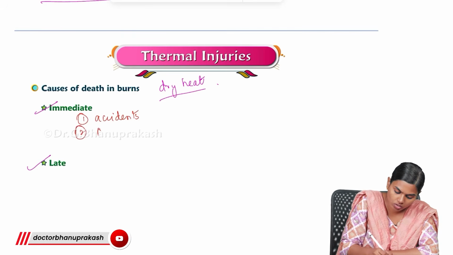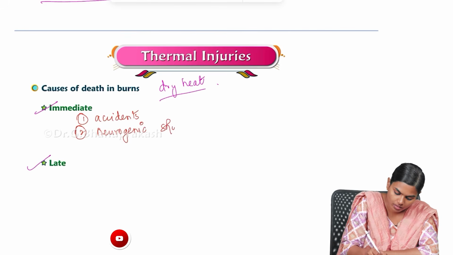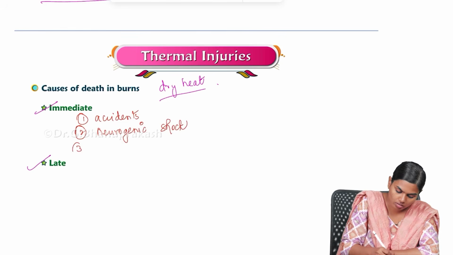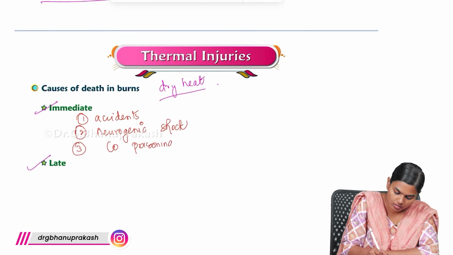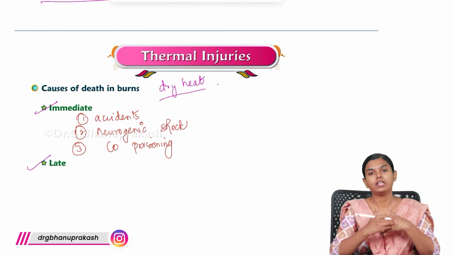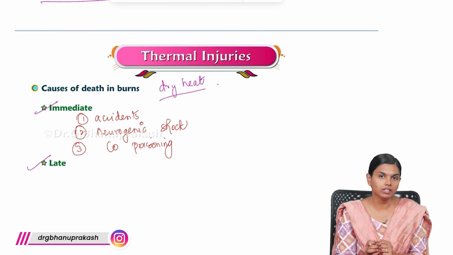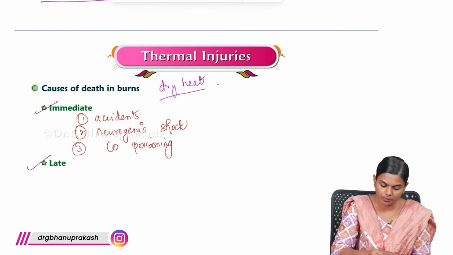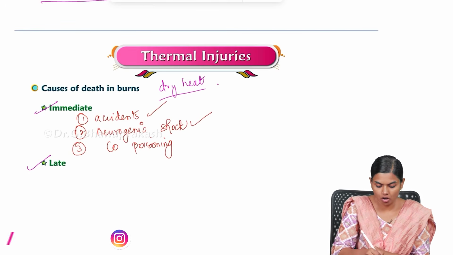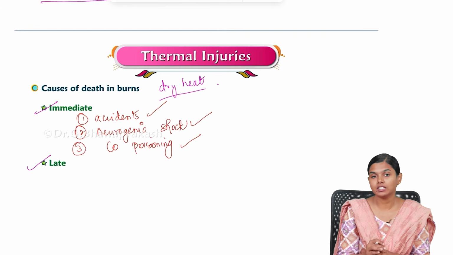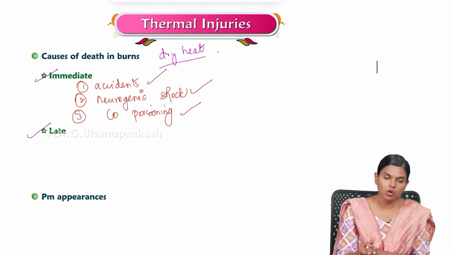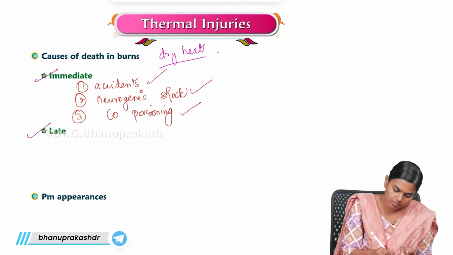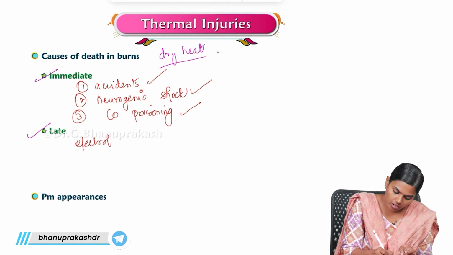Apart from that, you also get neurogenic shock, and you will also get carbon monoxide poisoning. So these are the mechanisms how people die in case of a burn injury, either due to accidents or neurogenic shock or carbon monoxide poisoning. These are the immediate reasons. When we go to the late reasons why people die, it is mainly due to electrolyte abnormality.